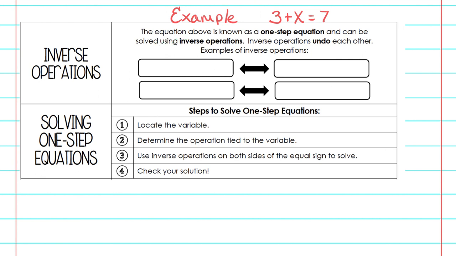So the equations are known as one-step equations. They can be solved by using inverse operation. Inverse operations undo each other. So the examples of that are like addition. The inverse or the opposite operation would be subtraction. And if I have multiplication, the inverse operation would be division.